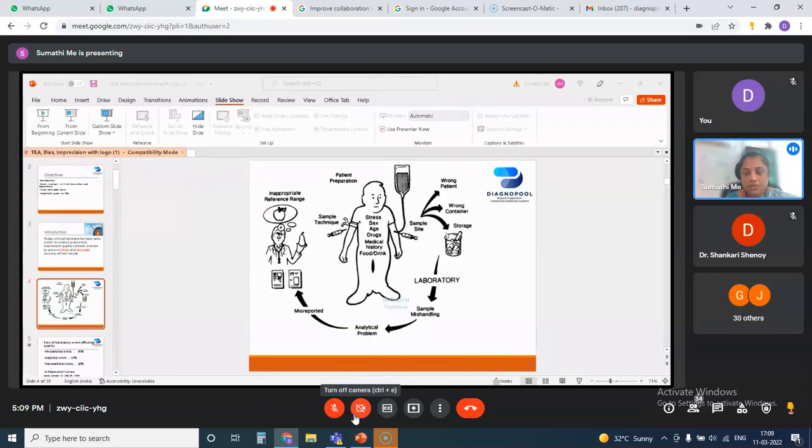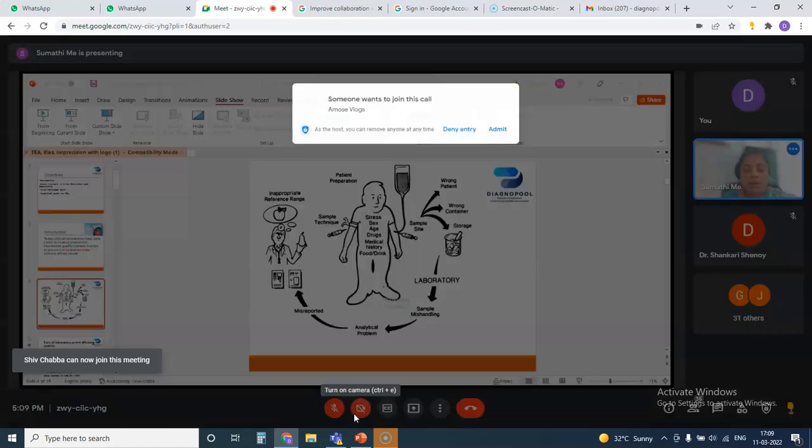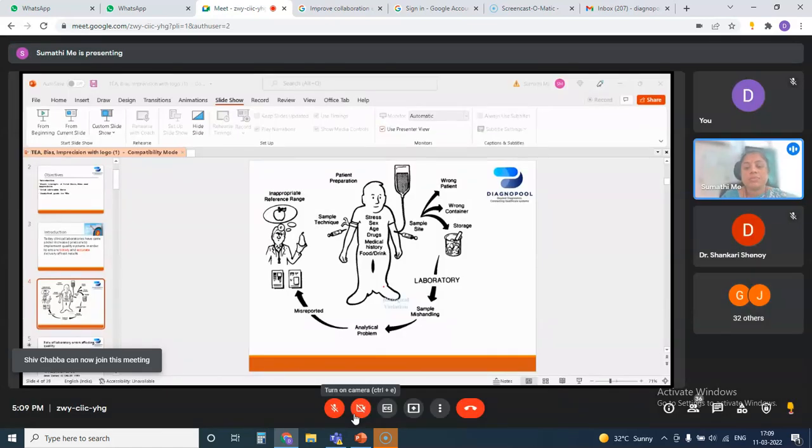And of course, we know that when the sample reaches the laboratory, there are a number of errors which can be expected inside the laboratory itself. So the way we handle it, the way it is transported to the laboratory, the way it is packed, the way it is stored during the transport, the temperature, stability, all those things. And in the laboratory also, we come across this type of errors which are called analytical errors.